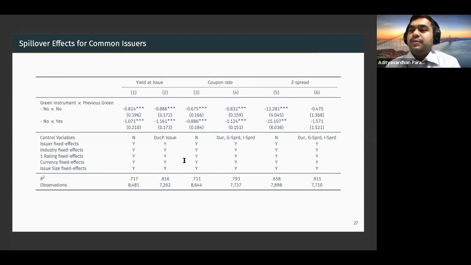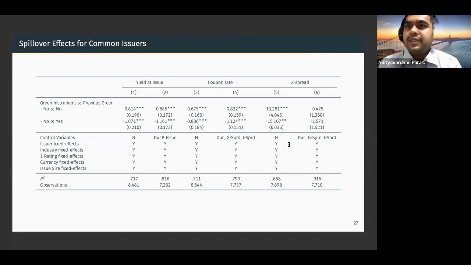This effect is also observed in the coupon rates, which will result in savings in interest costs, but is not that significant in the Z spread, which implies that there is no significant difference in the pricing of those bonds. So, for example, we cannot conclude that if the issuer has a green bond, it would have an effect on the prices of future bond issues.